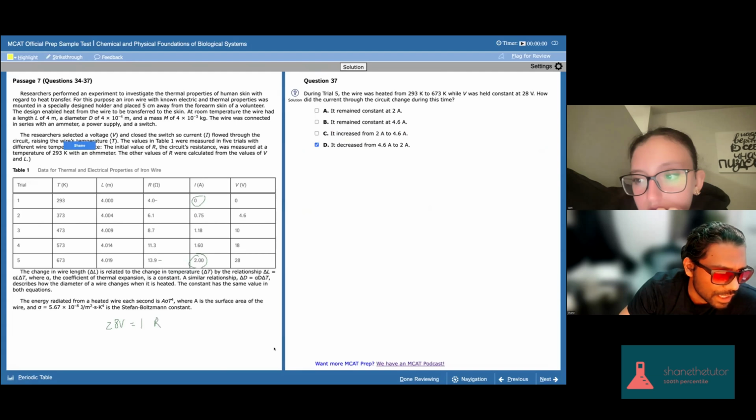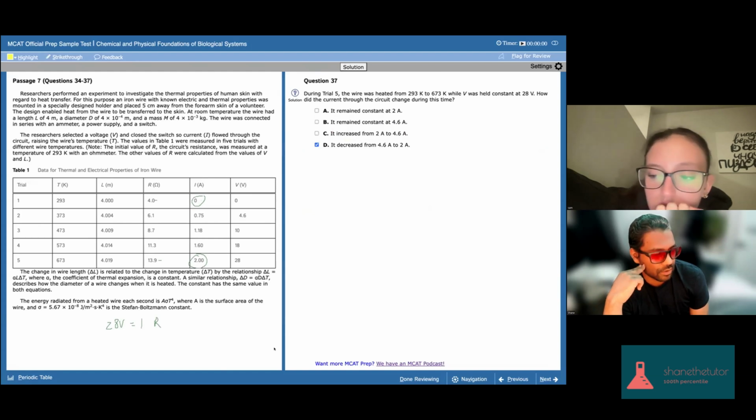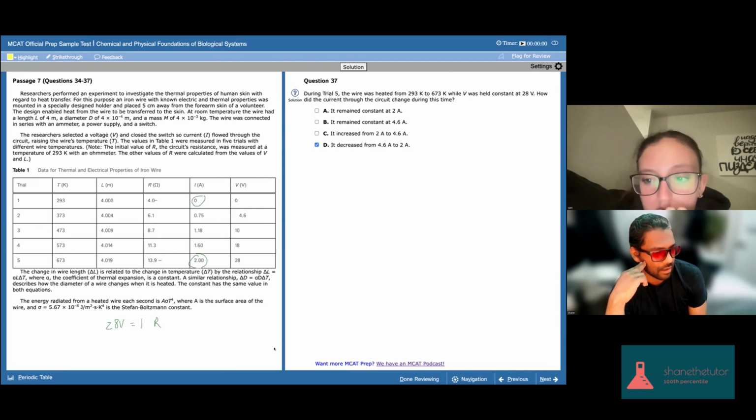Let me see. Selected a voltage and closed the switch so current flowed through the circuit, raising the wire's temperature T. The values in table 1 were measured for 5 trials with different wire temperatures. Note the initial value of R, the circuit's resistance, was measured at a temperature of 293 Kelvin with an ohmmeter. The other values of R resistance were calculated from the values of V and I.